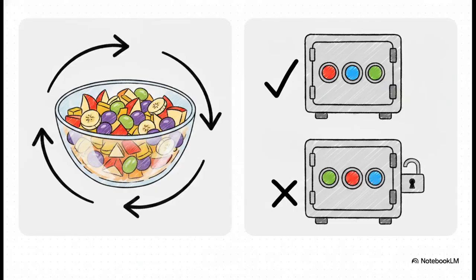I want to hook you right off the bat by pointing out a little lie we all accept every single day. Think about a fruit salad for a second. Your fruit salad is just a mix of apples, grapes, and bananas. We really don't care what order the fruits are chopped up in, right? Bananas, grapes, apples, it's all the exact same delicious fruit salad.